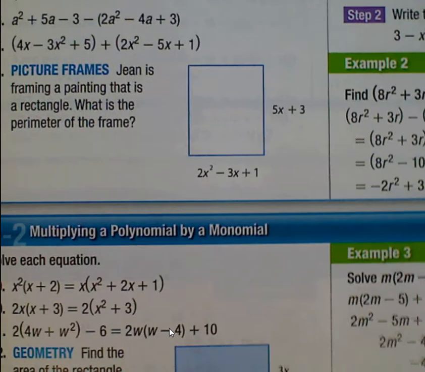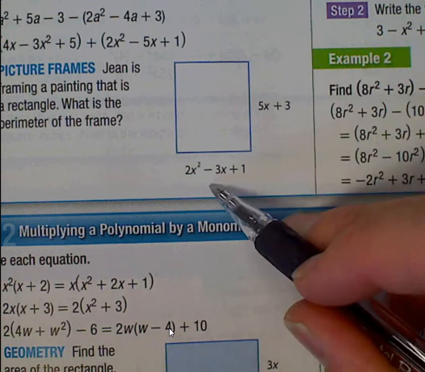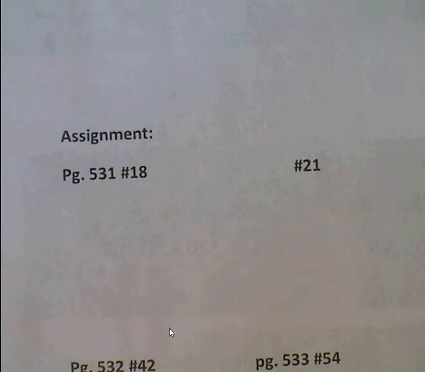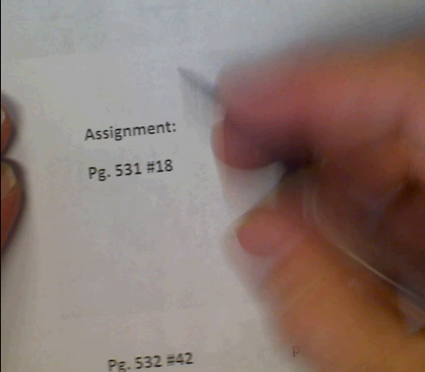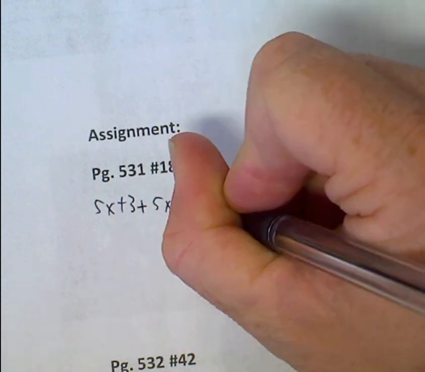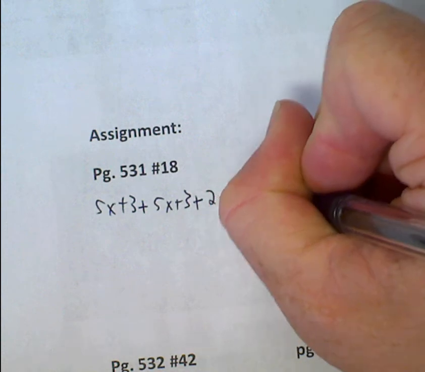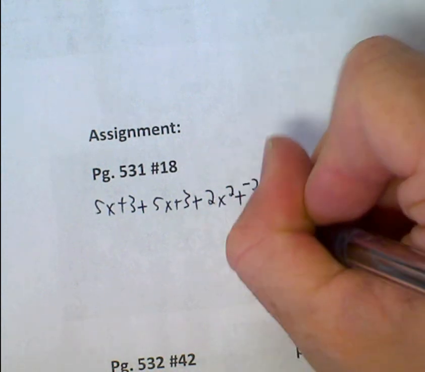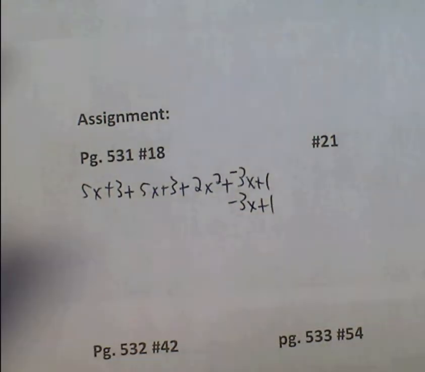So perimeter is all the sides added up. So I got 2 of these sides plus 2 of these sides. Now I'm making a video. So I have 5x plus 3. I'm going to add that to 5x plus 3. I'm going to add that to 2x squared minus 3x plus 1, and another 2x squared minus 3x plus 1. So now I can go ahead and combine like terms if they want me to find the perimeter.